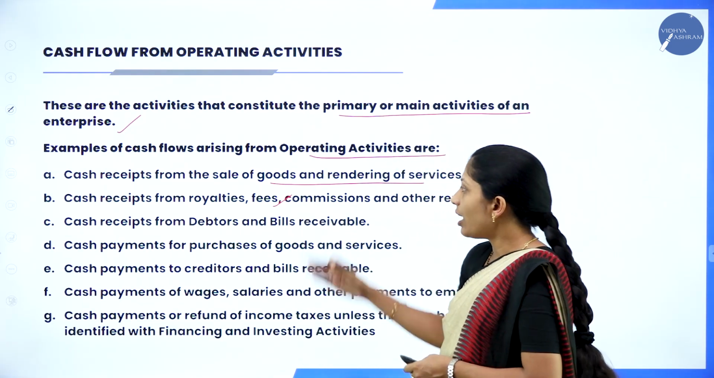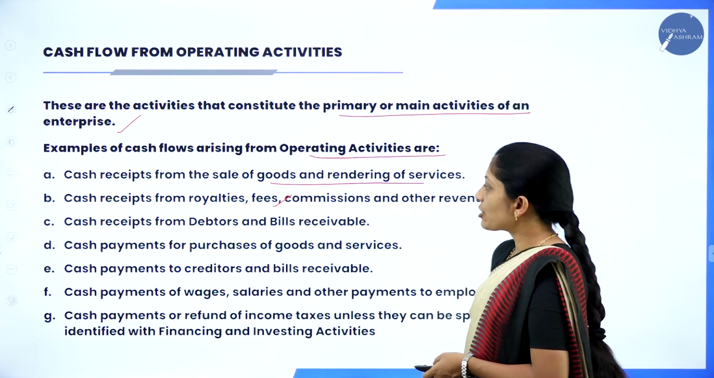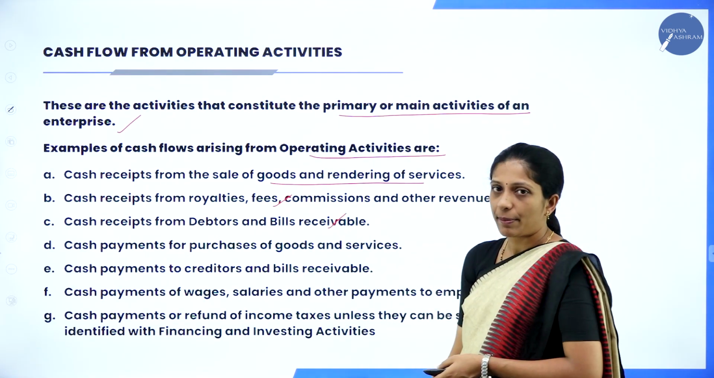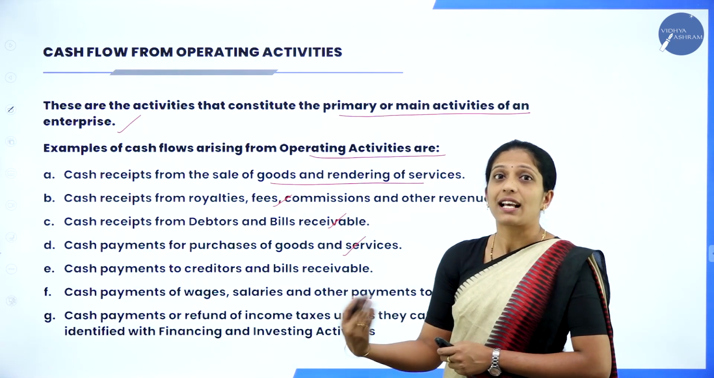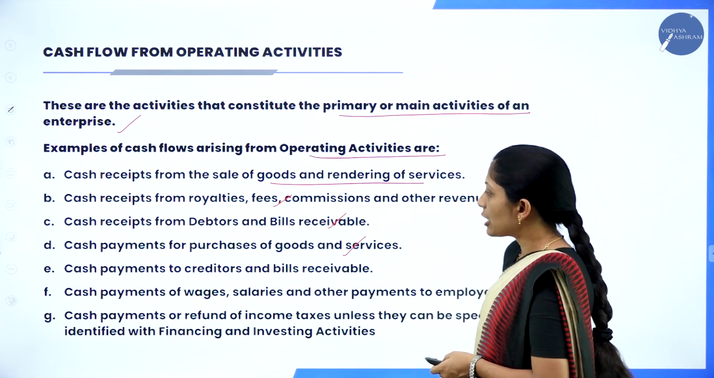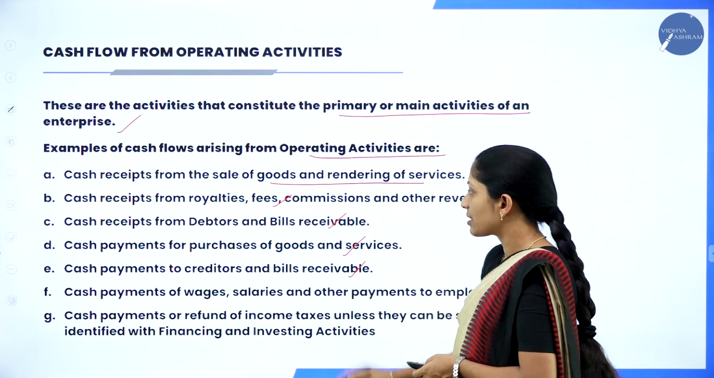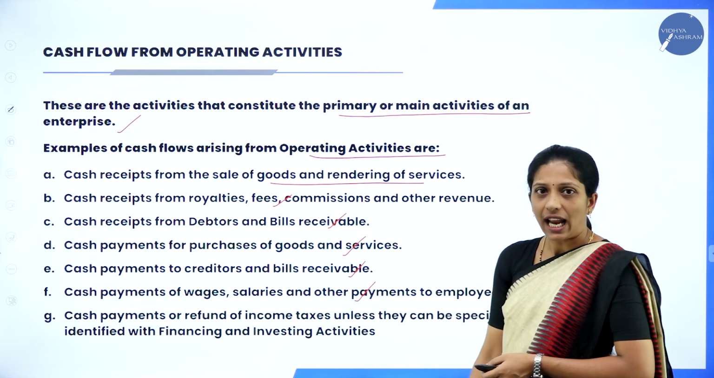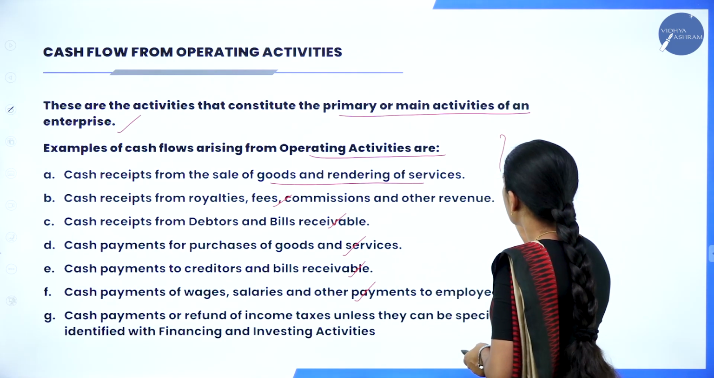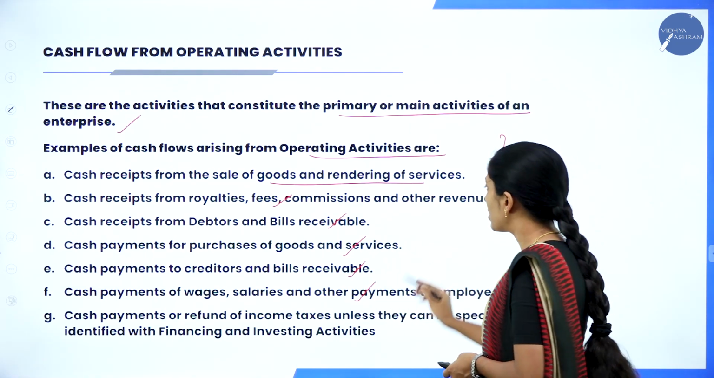Correct? So these are all operating activities. Cash receipts from debtors and bills receivables and cash payment for purchase of goods and services. So these are the payments here once again. Cash payments to creditors and bills receivable. Cash payment of wages, salary and other payments to the employees. So these are all receipts here and these are all payments.